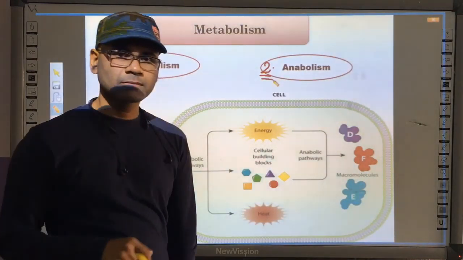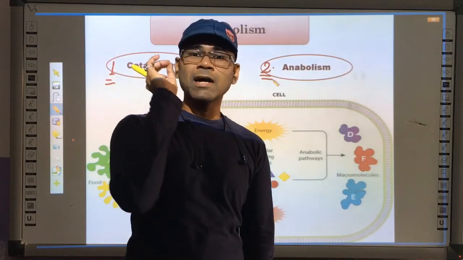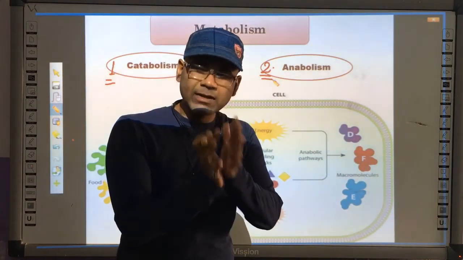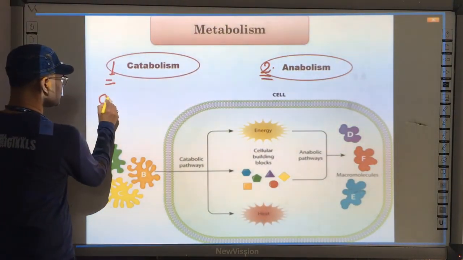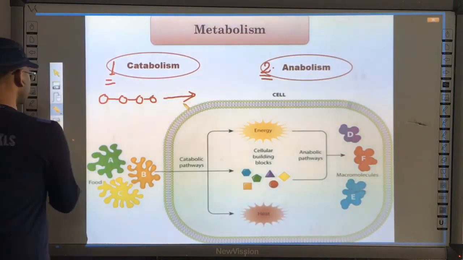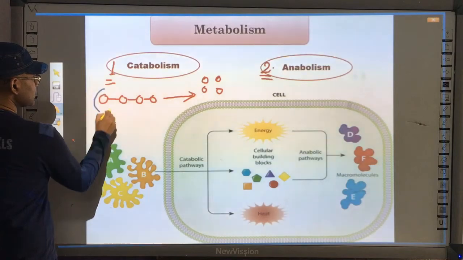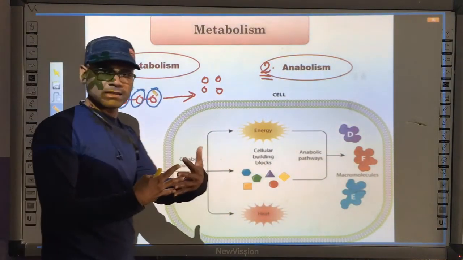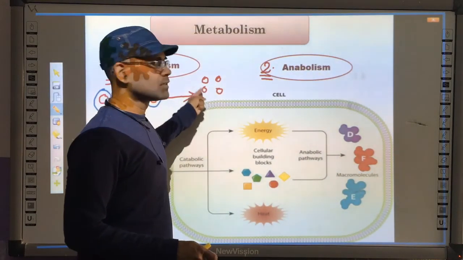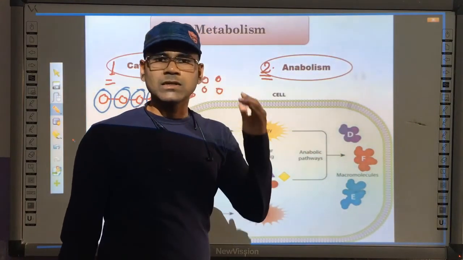Catabolism and anabolism. Now let us understand what we mean by catabolism. Catabolism means if one larger molecule breaks into small molecules, that process is called catabolism. For example, there is a large molecule made of small units, and these units unite together to form the large molecule. When this large molecule breaks into simple units, this process is called catabolism. The best example of catabolism is respiration.